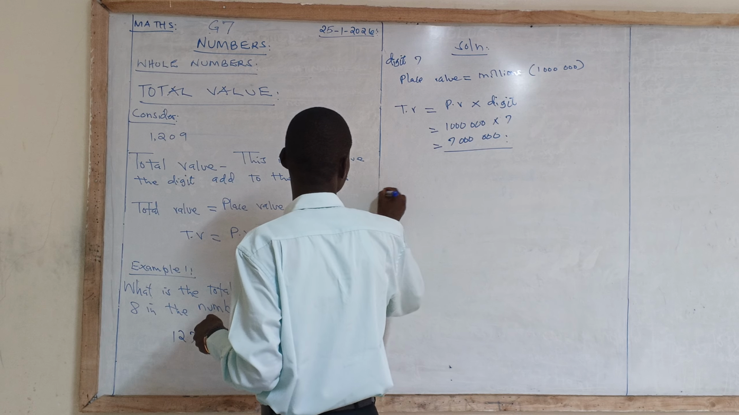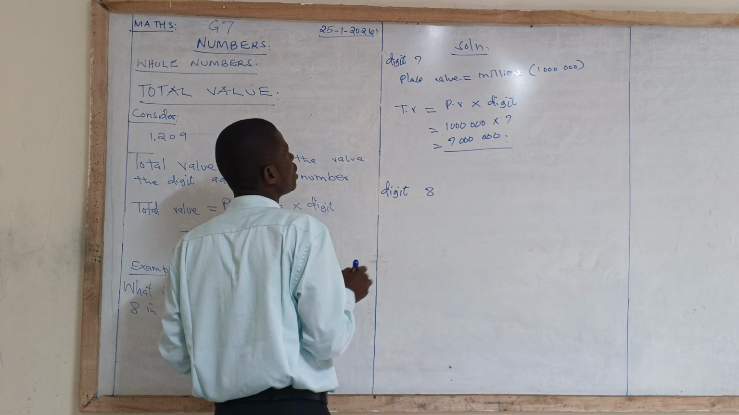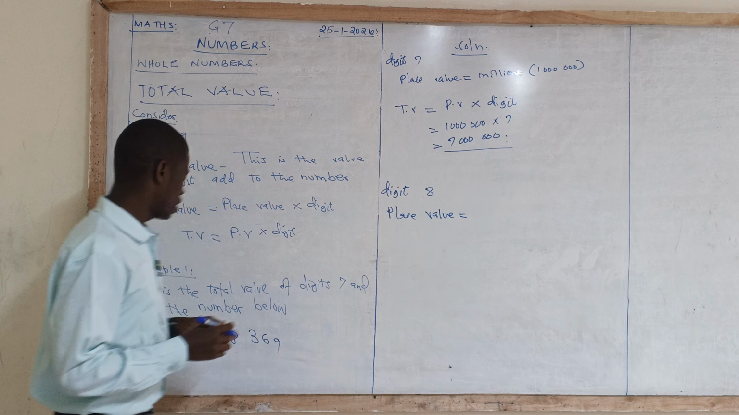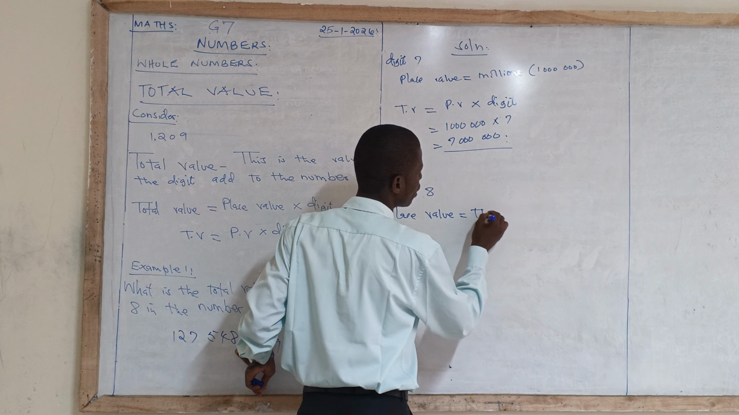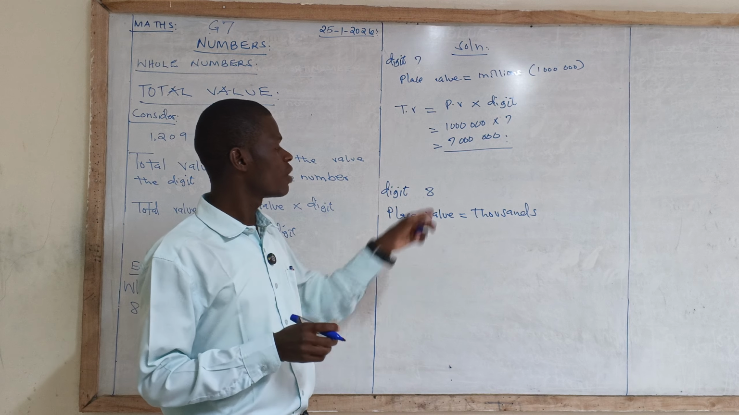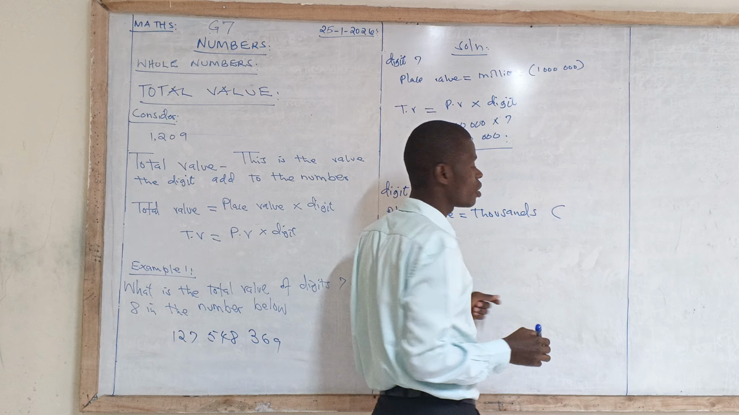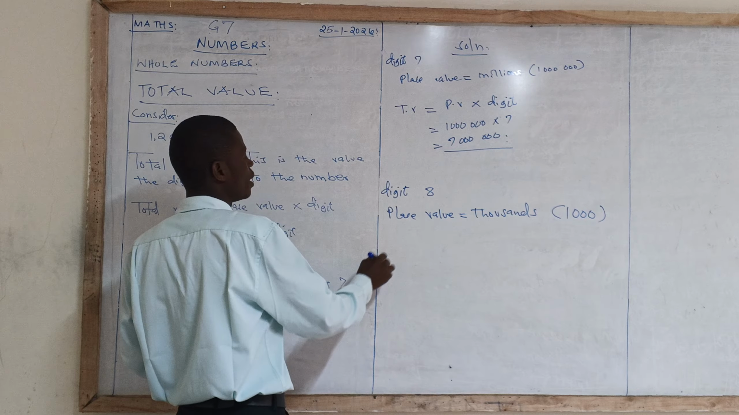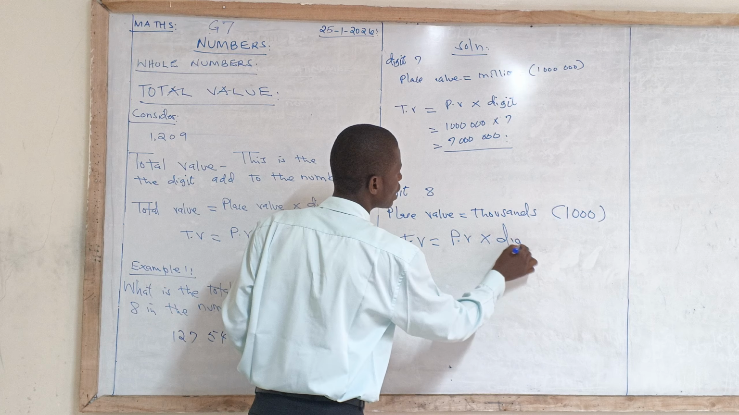Now I move to the next digit, which is now digit 8. So digit 8, what is its place value? What is the place value of digit 8? Ones, tens, hundreds, thousands. So place value is thousands. That's the place value of which digit? Digit 8. So if the place value is thousands, I write these thousands in figures. 1,000 has how many zeros? 3 zeros. 1, 2, 3. That's now 1,000.